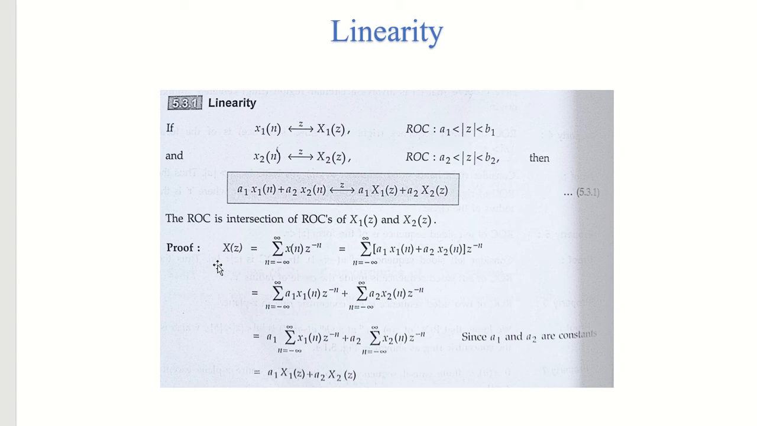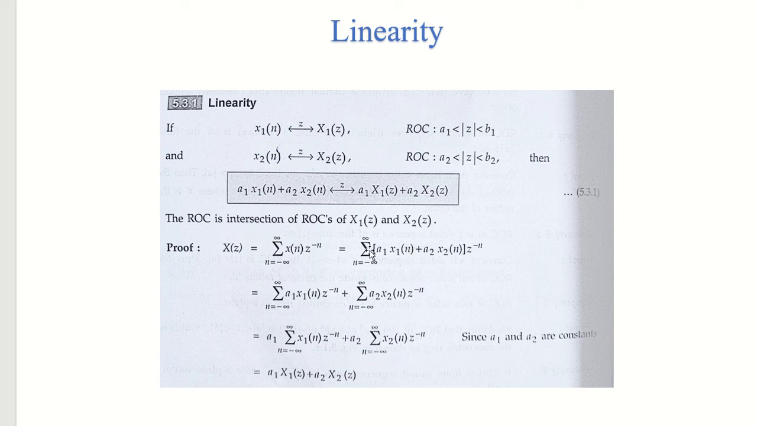See here on the left side, you can see x of z is equal to summation n equals minus infinity to infinity x of n z raised to minus n, which is equal to summation n equals minus infinity to infinity of our function, which we stated here, into z raised to minus n, because that is the value of x of n here, right? And this is the formula of the Z transform. If you haven't seen the previous video, this is the formula of Z transform.